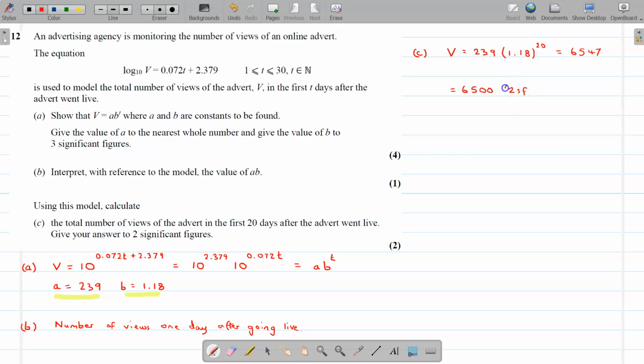Question done. So that question is really quite straightforward for 7 marks. And that's it.